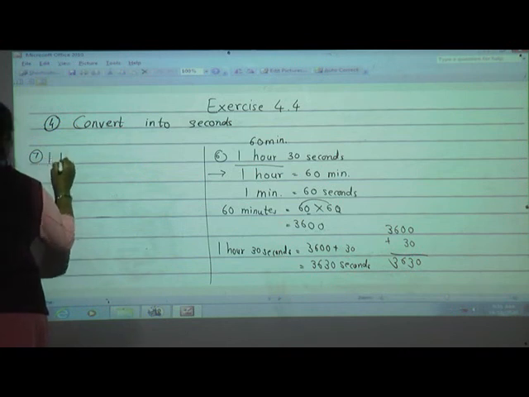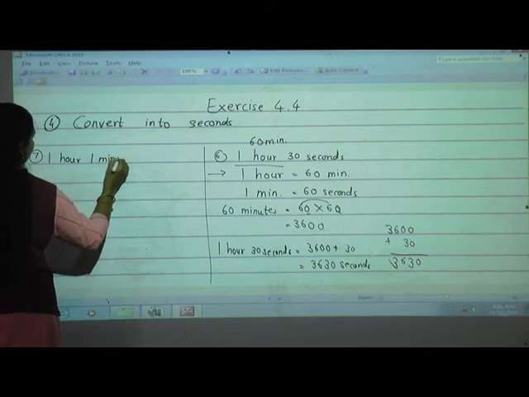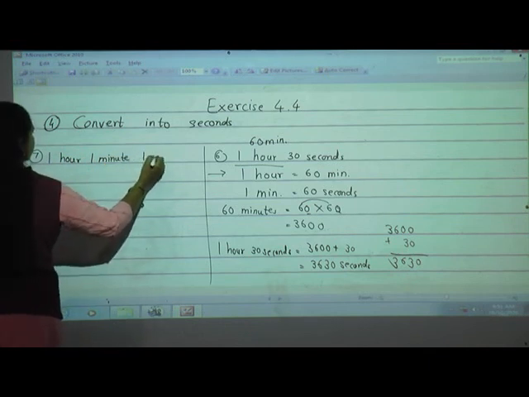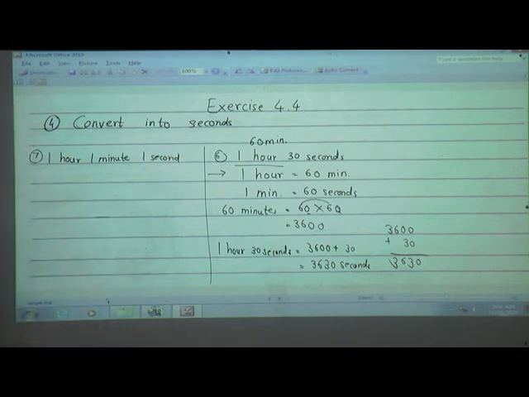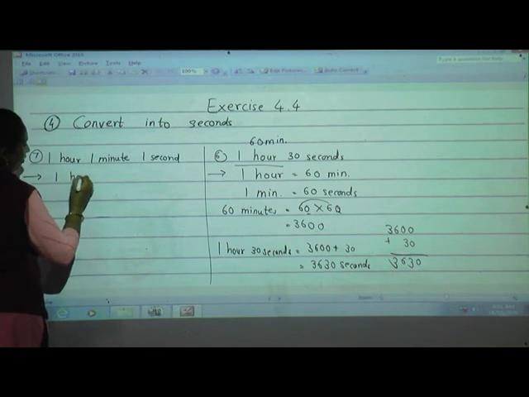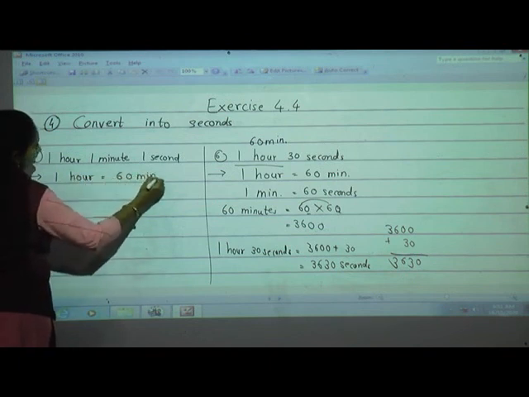One hour, 1 minute and 1 second. See, this 3 we have to convert into seconds only. Okay, very interesting. See, first we will convert hours into minutes. 1 hour is equals to how much, students? 60 minutes, isn't it?